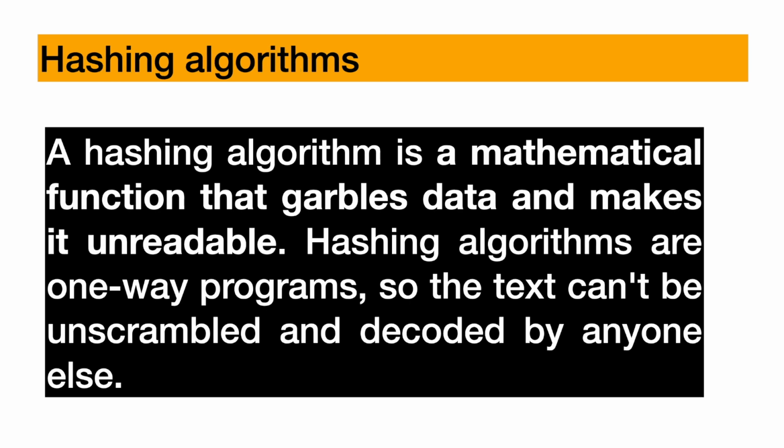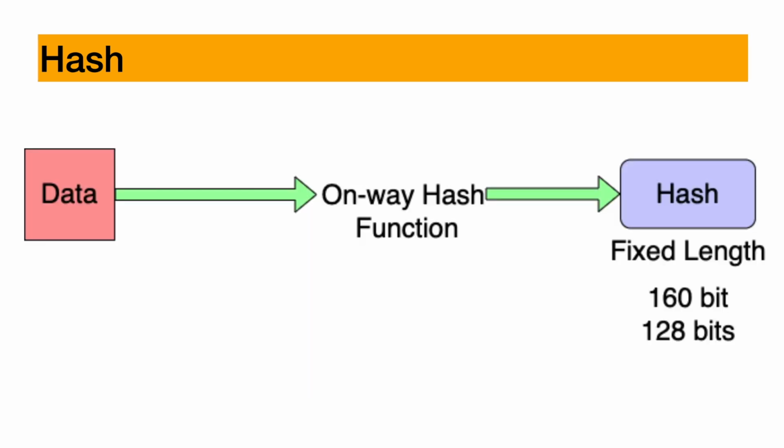Now the next thing is hashing. What is hashing? A hashing algorithm is a mathematical function that garbles data and makes it unreadable. Hashing algorithms are one-way programs, so text can't be unscrambled and decoded by anyone else. Now I'll explain what hashing is. Don't break your nerves here.